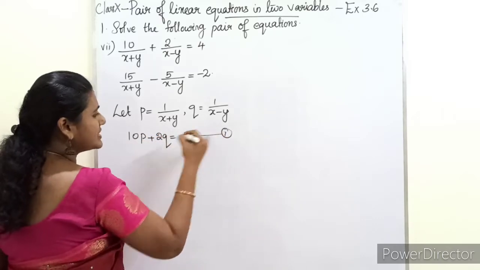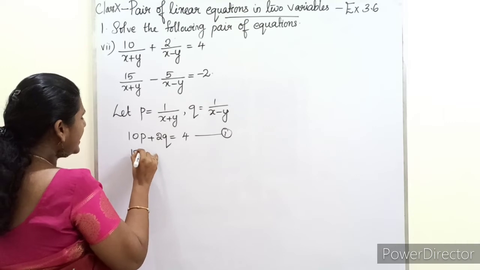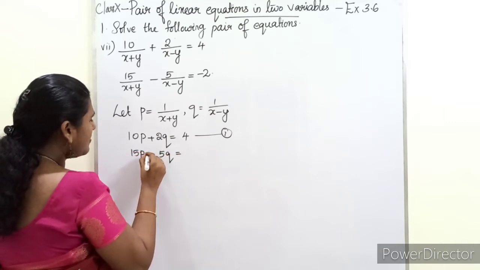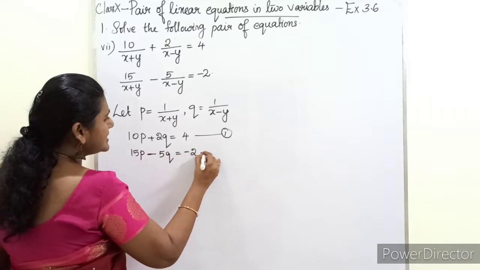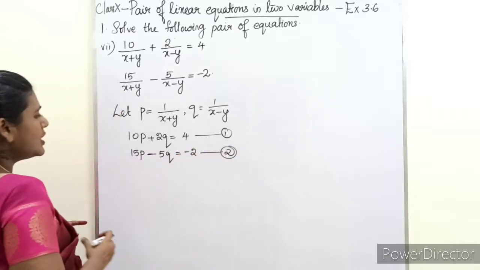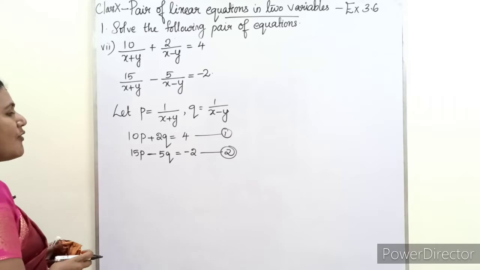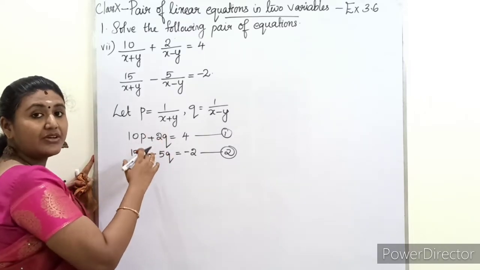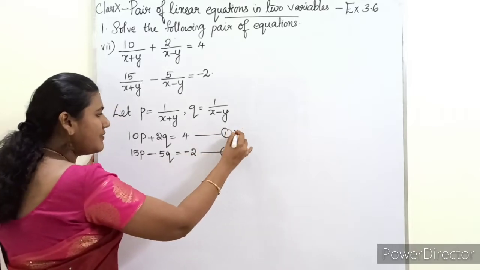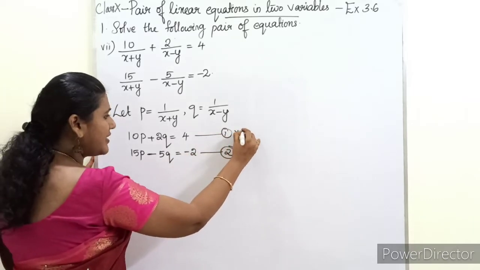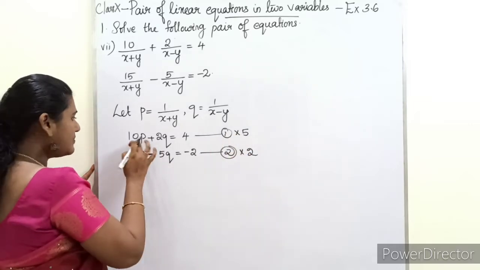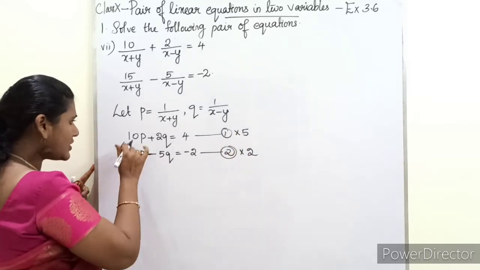So this is our first equation, and 15p minus 5q is equal to minus 2. So this is the second equation. Okay. So we got the equations. Now we will make the coefficient of the variable same. For that we will multiply first equation by 5 and the second equation by 2. So I am going to multiply now.